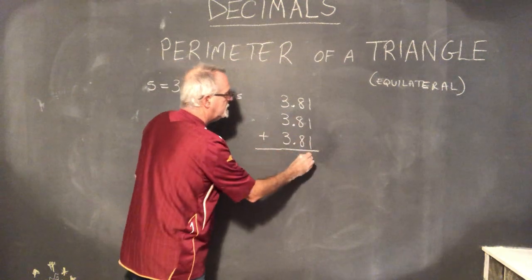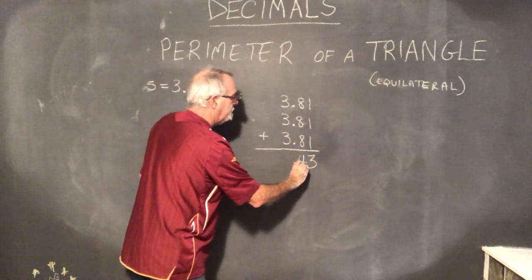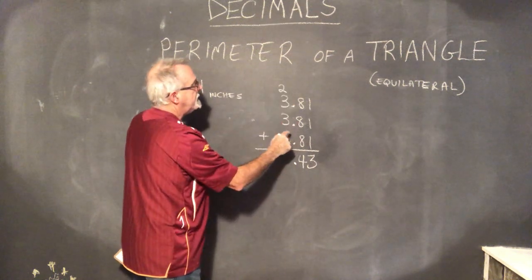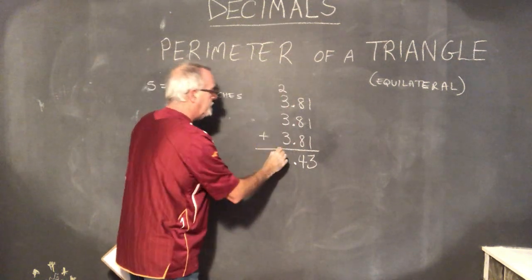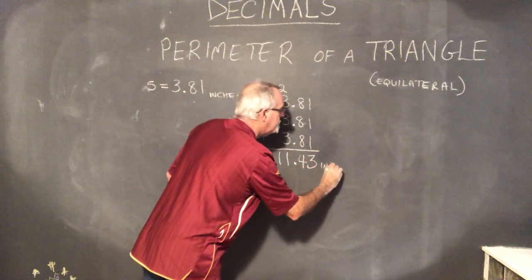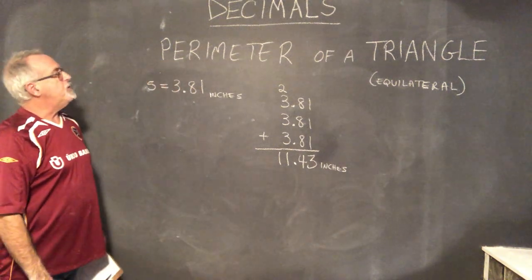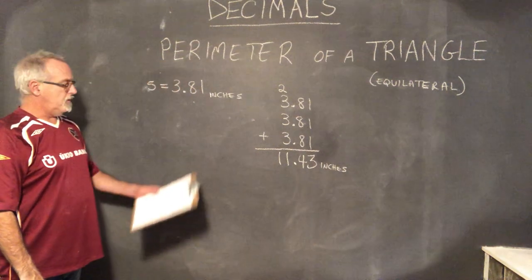1 plus 1 plus 1 is 3. 8 plus 8 plus 8 is 24. So I write the 4 and I carry the 2. And then 3 plus 3 plus 3 is 9, plus 2 is 11. 11.43 is my answer, but I have to write the unit of measure. 11.43 inches is the perimeter of that equilateral triangle.